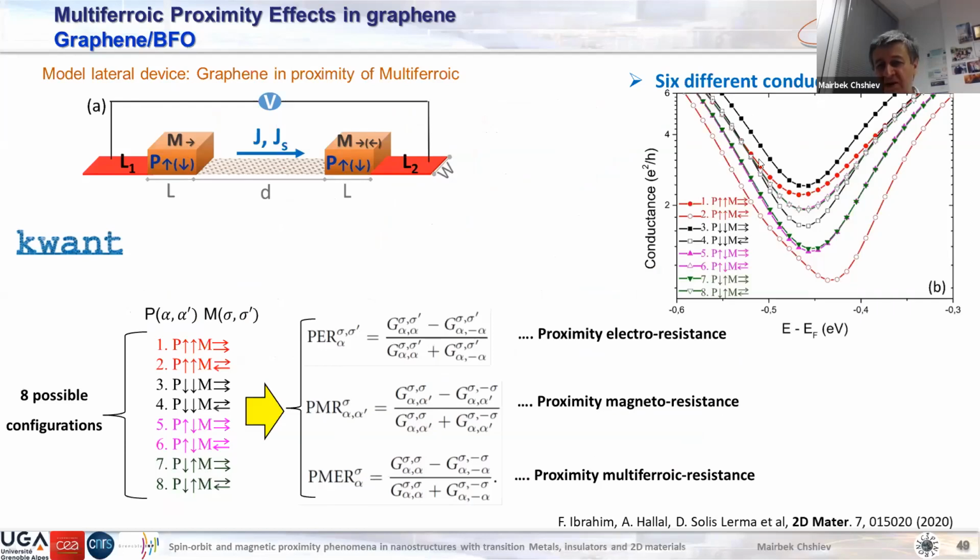And here, why we talk about this: if you look at the conductances for all these 8 configurations, you see that we have 6 distinct cases of conductances, 2 of them being degenerate. It means that all those phenomena exist.